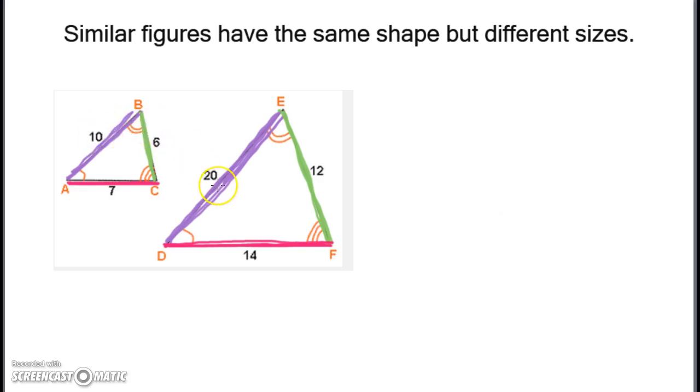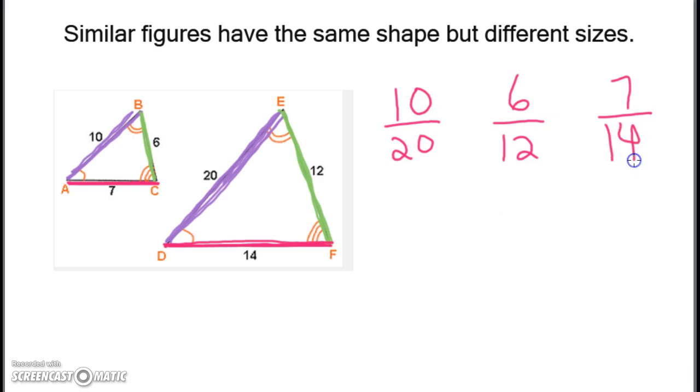So I know the 10 should go with the 20, so 10 over 20. I know the 6 should go with the 12, so 6 over 12. And I know the 7 should go with the 14. And the way you can check to see if figures are similar or not is you can check all of their ratios to see if they're the same.